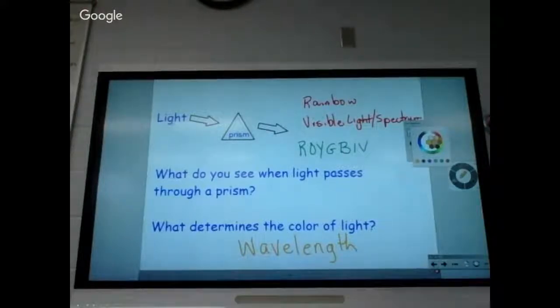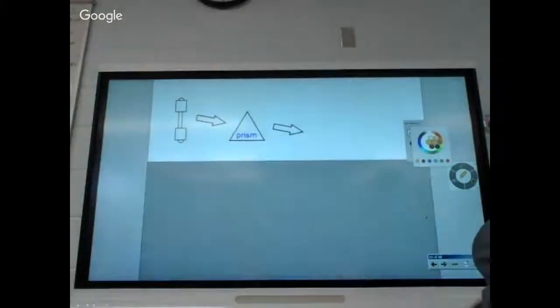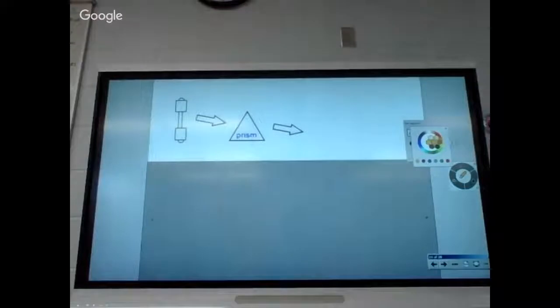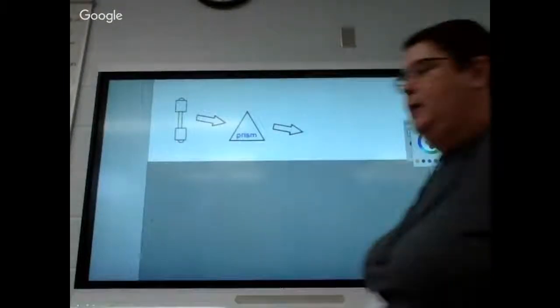Okay. Now, what happens if we take that same thing you have in your hand and we look at this? What do we see? You can do it. You're still going to see the visible spectrum because of all the visible light we have in the room. We'd have to be in a completely dark room for this to work.